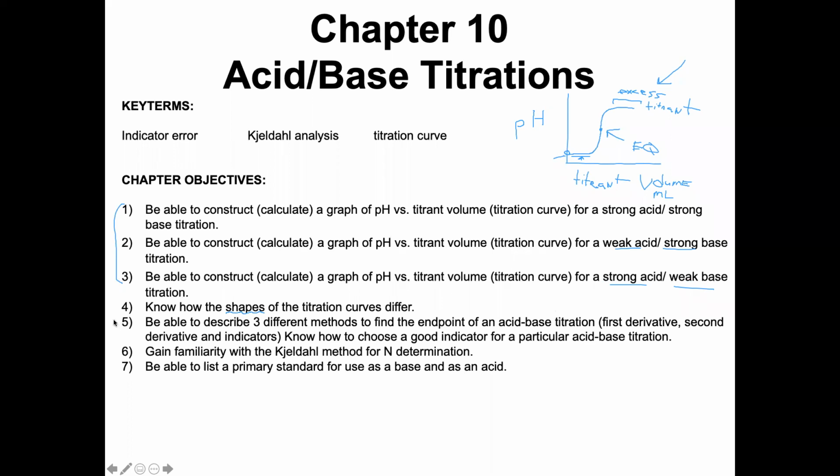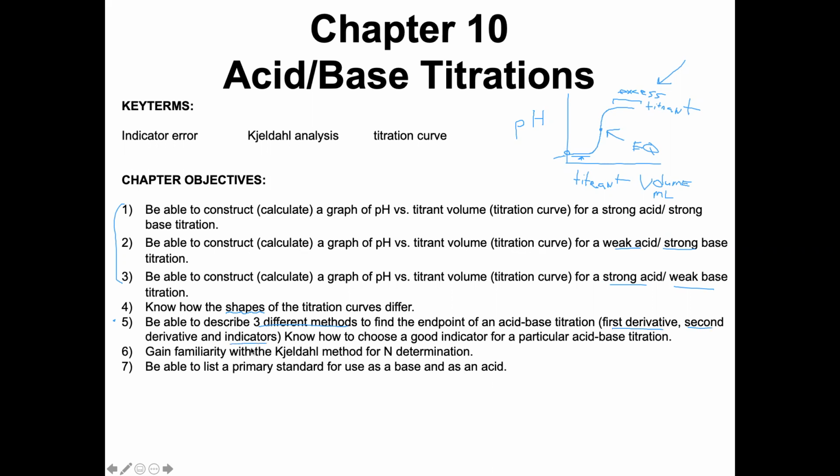Another thing that's real important is number 5. We are going to learn about several different methods to find the endpoint of an acid-base titration. There are going to be graphical methods that I'm going to teach you all about called the first derivative and second derivative methods. And we'll also discuss use of indicators.